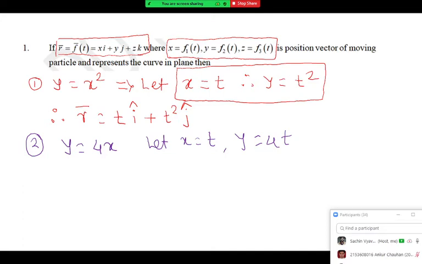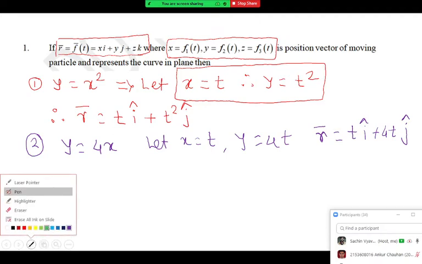So what about r bar, that position vector? t i cap plus 4t j cap only. Again, this is a 2D curve. So that was about the parabola, sorry, straight line. Let me write one more here.